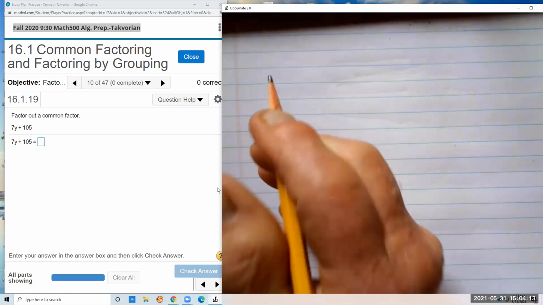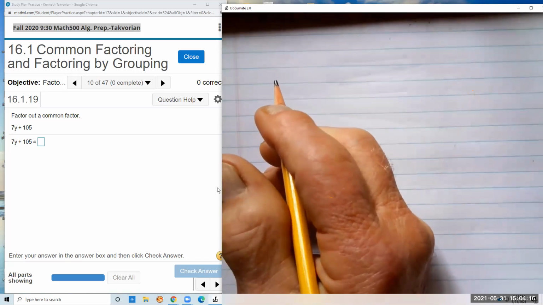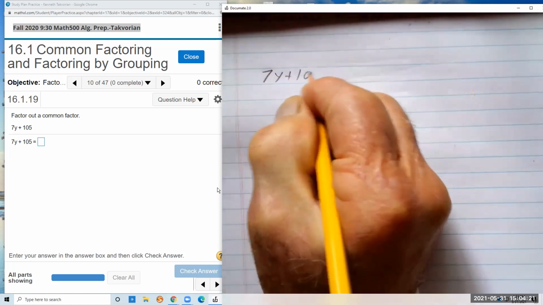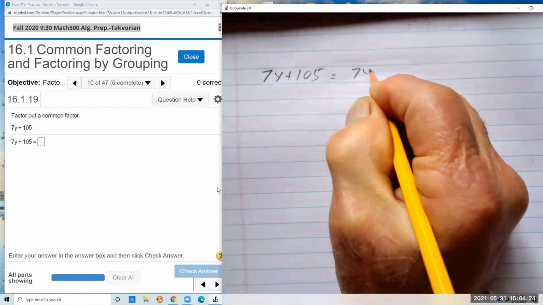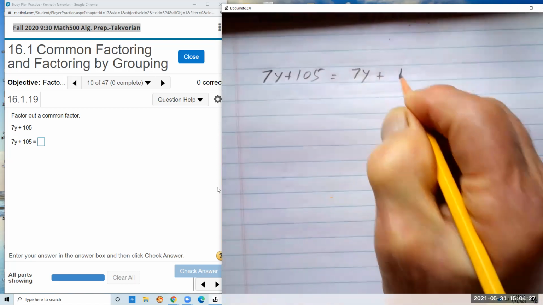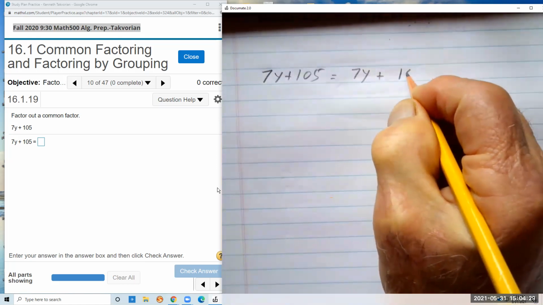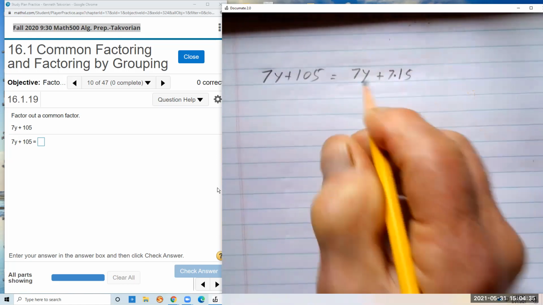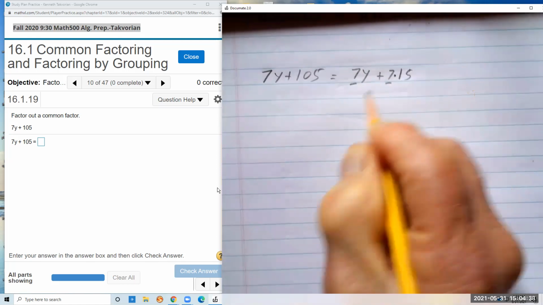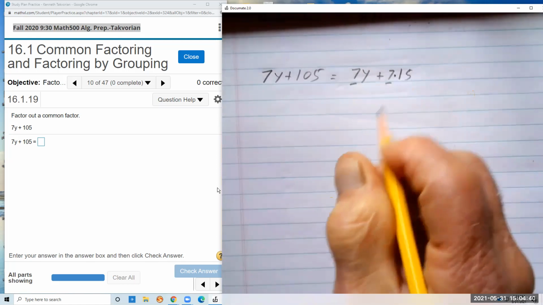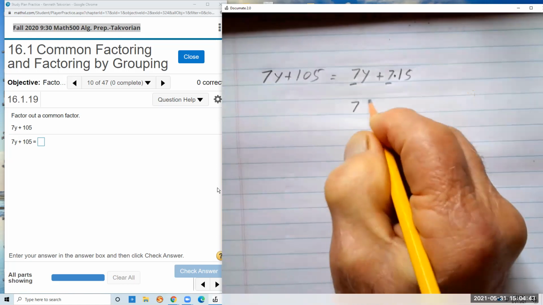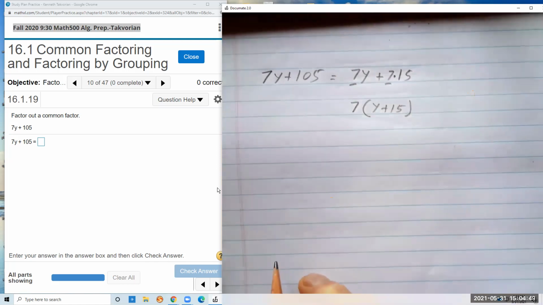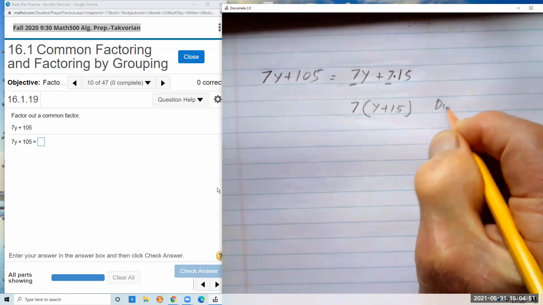For our first problem, we're going to factor out a common factor from this binomial. So the binomial is 7y plus 105. Let's re-express that as 7y plus 7 times 15. We see that there's a common factor. Factor means product. In both terms, we extract the common factor 7, and what's left in the parentheses is y plus 15. This is a use of the distributive principle backwards.